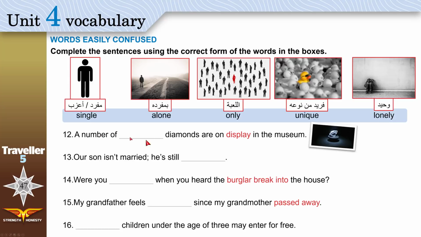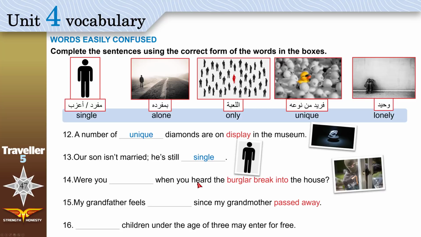A number of unique diamonds are on display. Display means you can go and see these diamonds in the museum. A number of unique, different diamonds, special diamonds. Our son isn't married. He has no wife. He is still single, not married.